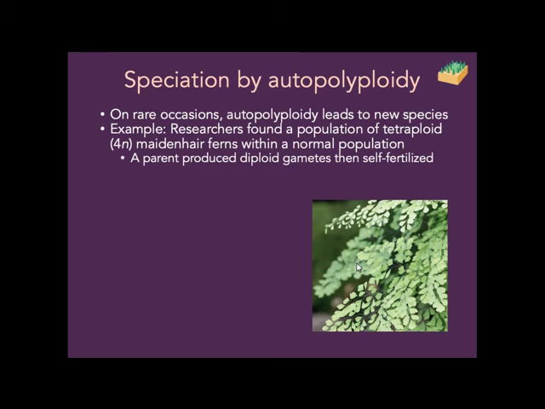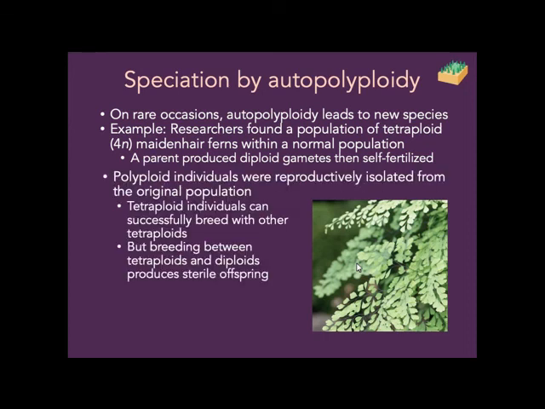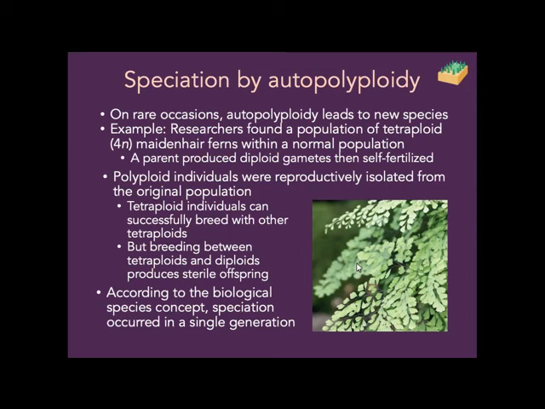Once researchers were out looking at maidenhair ferns, and they found a population of tetraploid maidenhair ferns just in the middle of a normal population. So the parent obviously produced diploid gametes, and then those self-fertilized. So you ended up with an instantly new species in the middle of another species. So those polyploid individuals were reproductively isolated from the parent population because they could breed with each other, but they were not able to produce fertile offspring breeding with the parent species. All right, so, yep, according to the biological species concept, you get speciation, and it happens very quick.